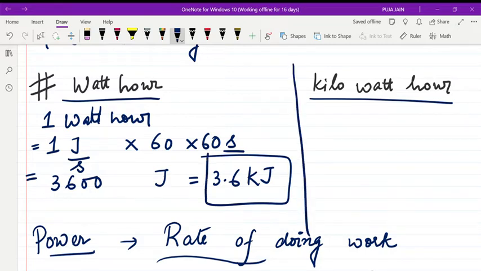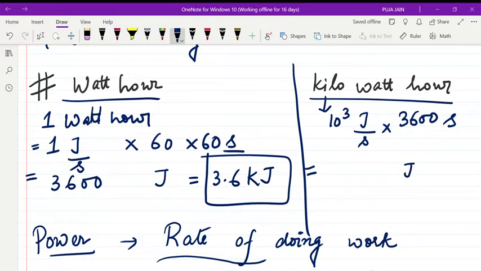And kilowatt hour, kilo means what? 10 to the power 3 watt. 1 kilo means 10 to the power 3 watt. So watt is again joule per second, and an hour is 3600 seconds. This second and this second will cancel out, and we will get the unit as joule, which is the unit of energy. And we will get 10 to the power 3 times 3600, and here two zeros are there, so 10 to the power 5.